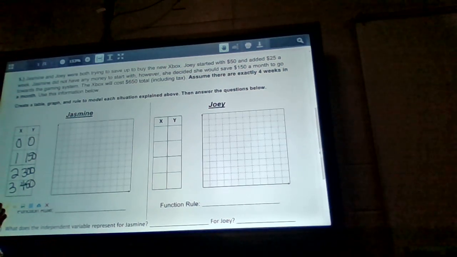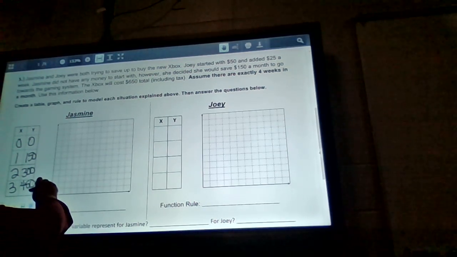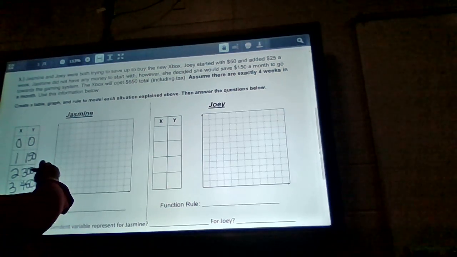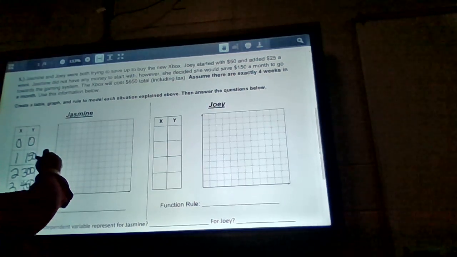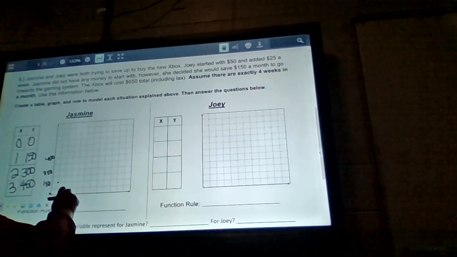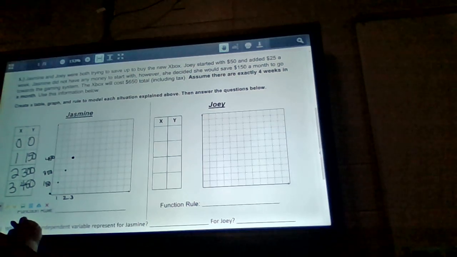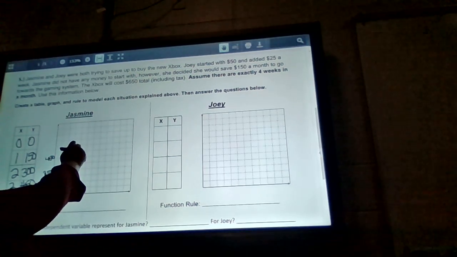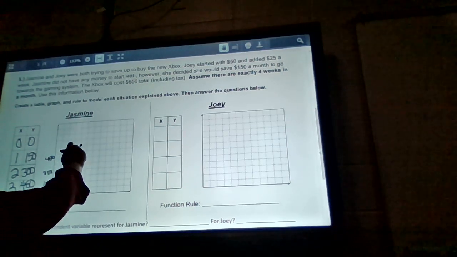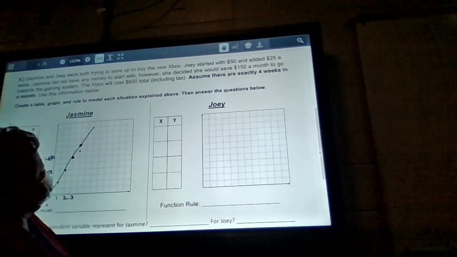Okay, so we can plot this: 0, 0. Let's say this is 150, 300, 450. We can make up our scale because it's our graph. 1, 2, 3. So we can assume in the fourth month she'd have 600. So her graph would be like that. In the fifth month she'd have 750.